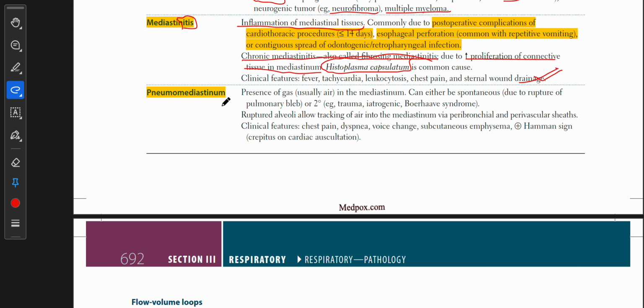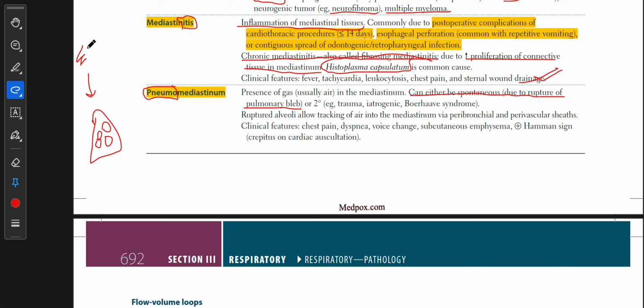And pneumomediastinum: pneumo means air, so there is air trapped in mediastinum. It is the presence of gas, usually air, in the mediastinum. It can be spontaneous due to rupture of pulmonary blebs. What are pulmonary blebs actually? For example, let's say this is our lungs, and there is a small number of bubbles in there. These bubbles contain air. It is actually a classic feature of emphysema.